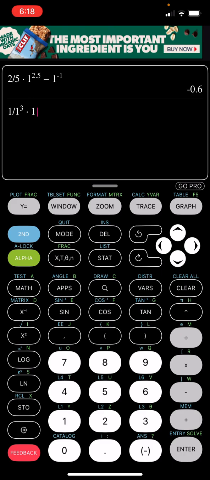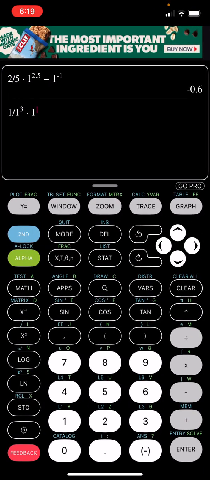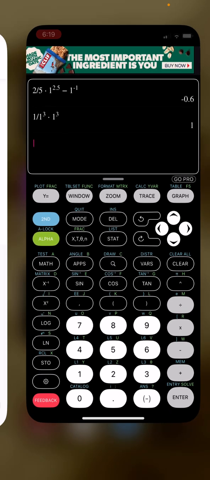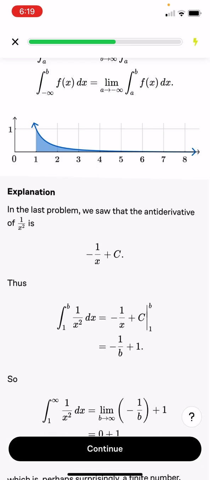Times 1. Wouldn't it be arguably 1 to the third? 1, I guess. Well, I guess I could have said that from the start. But let's hope my math is right.